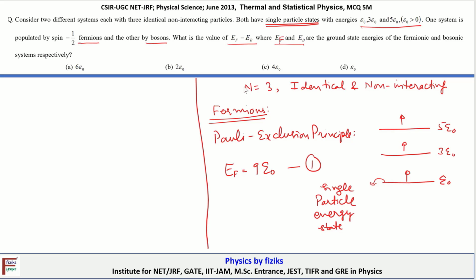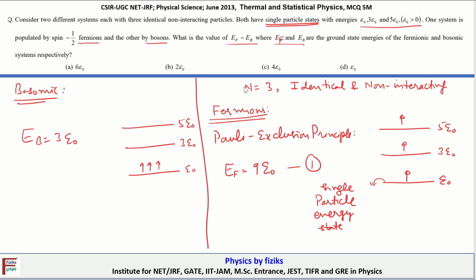Let's call this equation 1. Now we consider the same system, but now we treat the particles to be bosonic, so the Bose-Einstein statistics will follow here. Again we will draw the same energy levels with energy values E0, 3E0 and 5E0. Now bosons can stay in one single particle state also. Therefore the ground state for this system will be that all the 3 particles stick together in the one single energy state. So for the bosonic system the corresponding energy will be 3 times E0.